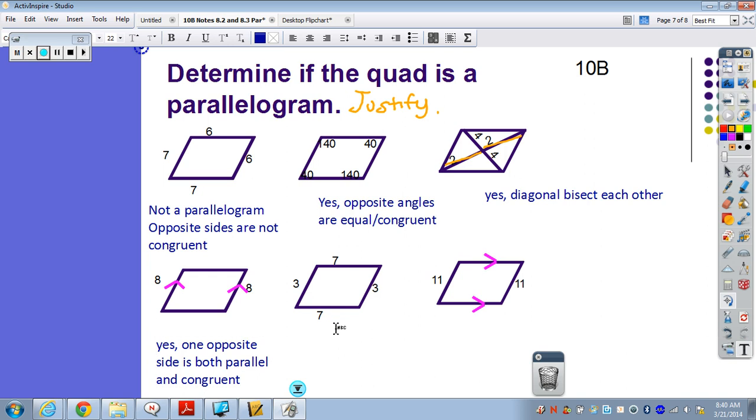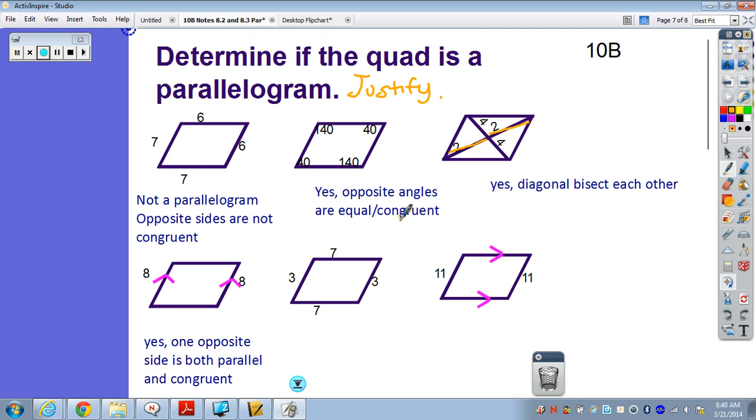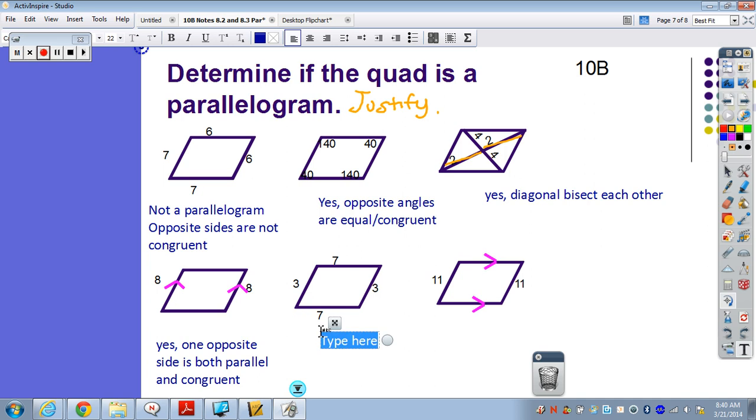This one is almost the same as the first one, but in this case, the sides we have, the opposite, are actually congruent. So for this one, it's yes, opposite sides are congruent.